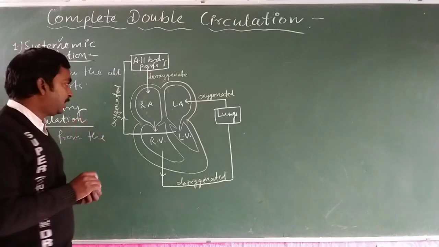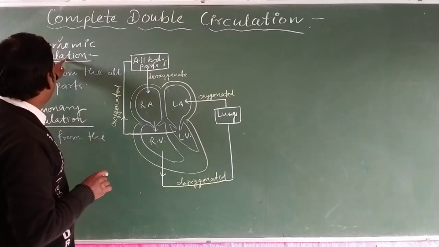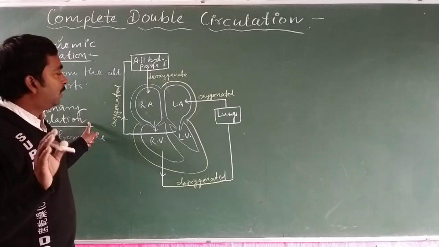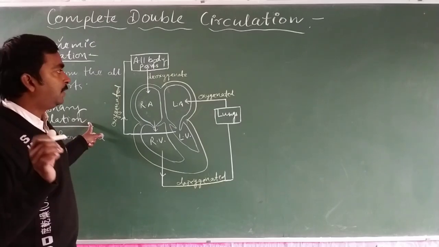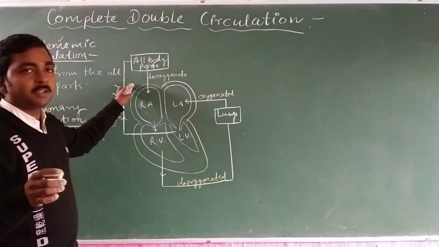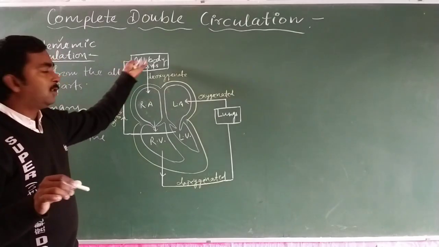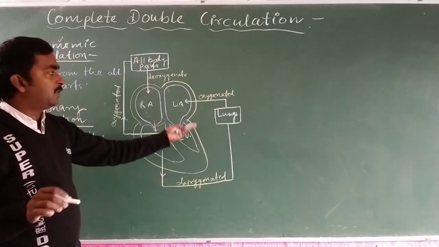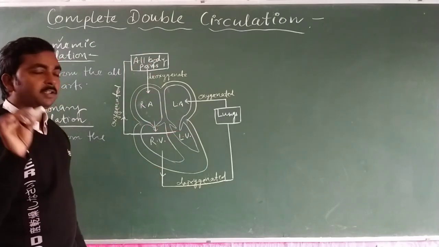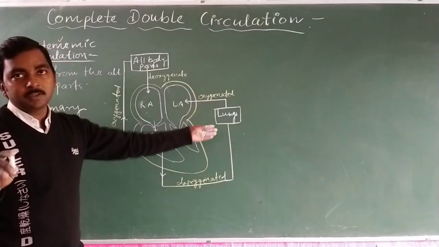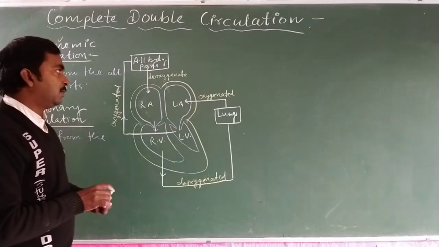So this is the basic difference between systemic circulation and pulmonary circulation. One other major difference is that systemic circulation distributes blood to all parts of the body, while pulmonary circulation supplies blood only to the lungs for oxygenation.